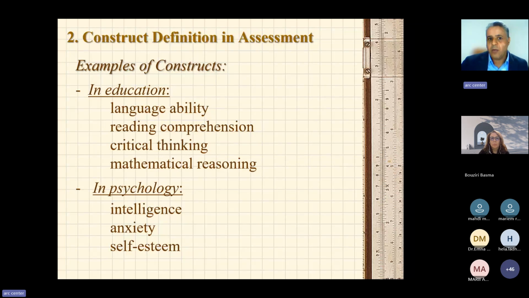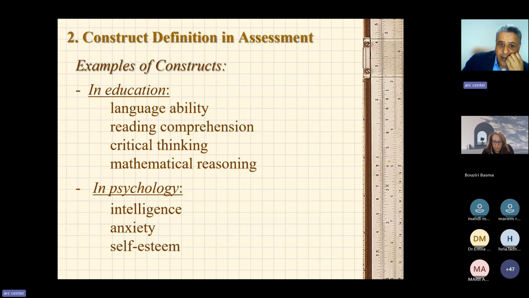We are able to fragment it into sub-skills, for example. And this is what we do in construct definition, and we'll see examples later on. Anxiety, the same thing. Self-esteem. All these are constructs that we try to measure. Later on, we'll have some examples of how we define constructs in language skills, in cultural studies, and also in literature.